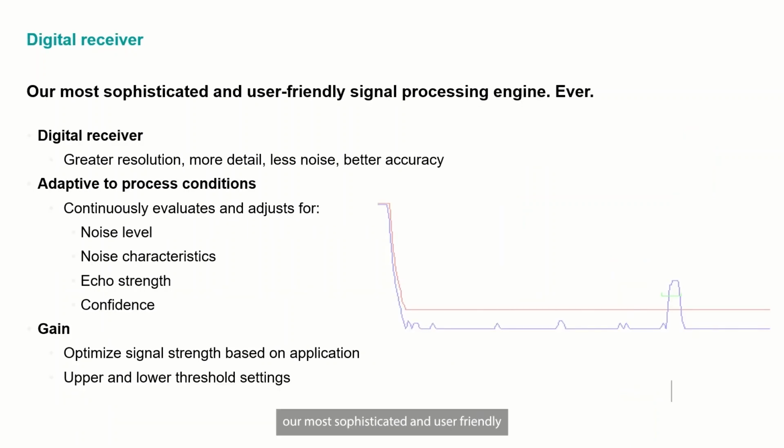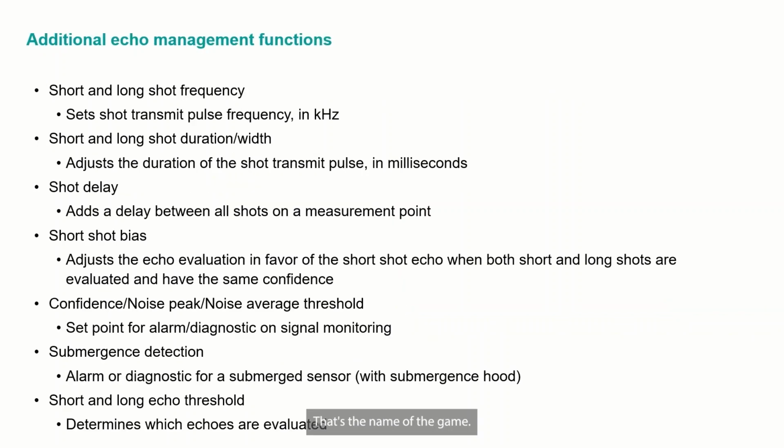Our digital receiver, our most sophisticated and user-friendly signal processing engine ever. Greater resolution, more detail in the signal, as I mentioned before. We're actually able to look at time series, less noise, better accuracy, adaptive to process conditions. We continuously evaluate and adjust for noise levels, noise characteristics, echo strength, echo confidence. We optimize the signal strength and our gain options based on the application, and we have upper and lower threshold settings, which we're able to adjust as well. At the end of the day, just reliable signal processing. That's the name of the game.